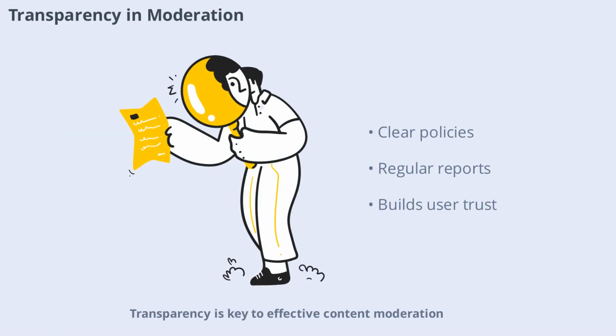Transparency is key to effective content moderation. Platforms should clearly communicate their moderation policies, decision-making processes, and appeal mechanisms. Regular transparency reports can help users understand how moderation is enforced and build confidence in the platform's commitment to fairness. Openness about mistakes and willingness to improve are also important for maintaining credibility.